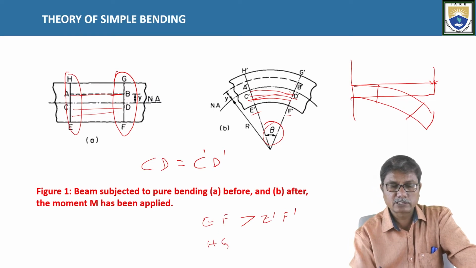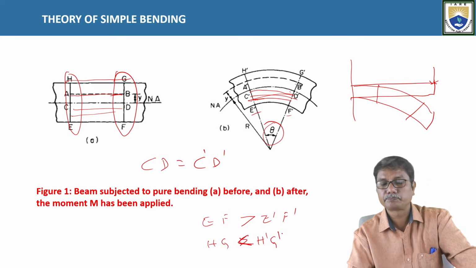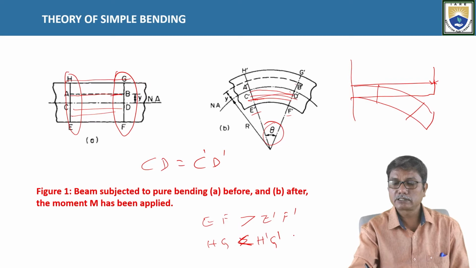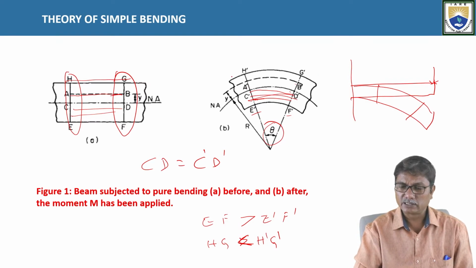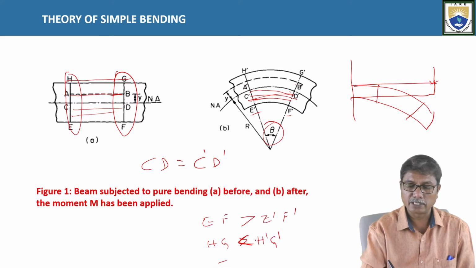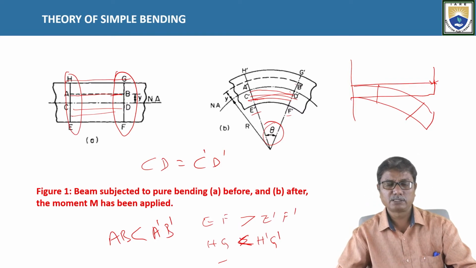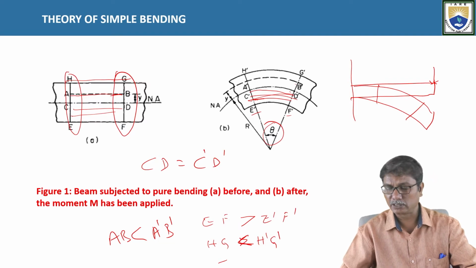Similarly, the length HG is less than H dash G dash, because H dash G dash is the elongated length of the layer HG. Similarly, AB is also less than A dash B dash because it is elongated. Being above the neutral layer, the layer AB is elongated.